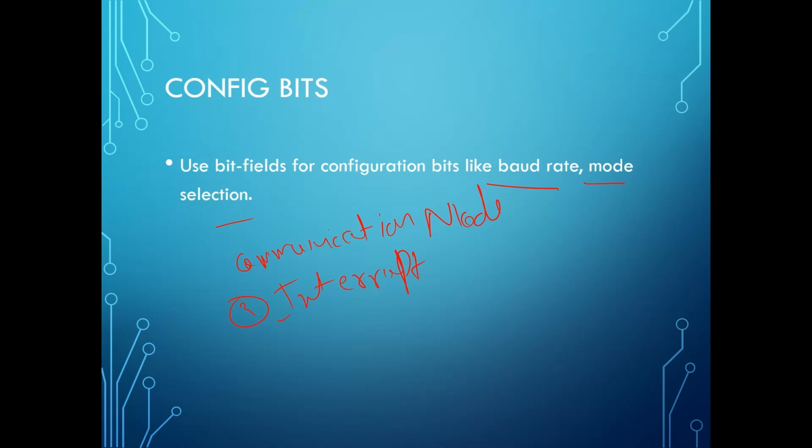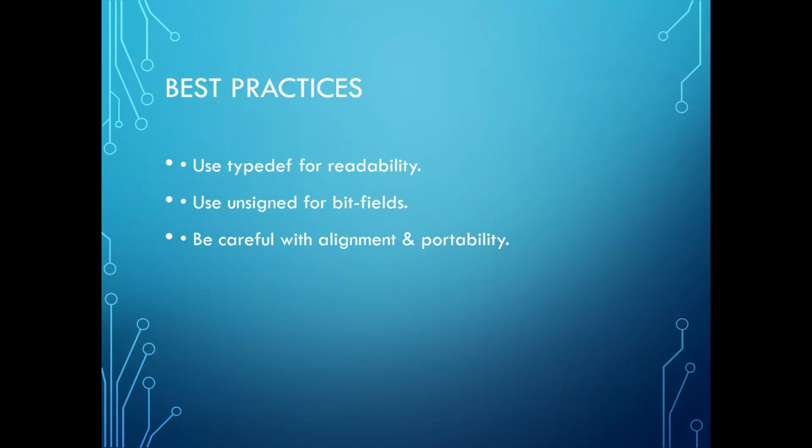Coming to best practices: use typedef to simplify names, for readability. Use unsigned int for bit fields, no negative numbers. Use unsigned always. Be careful with alignment and portability. Compilers may pad. Avoid bit fields for portable code across different systems. So this is about registers, GPIO register mapping, structures and bit fields. If you have any question, you can comment below.